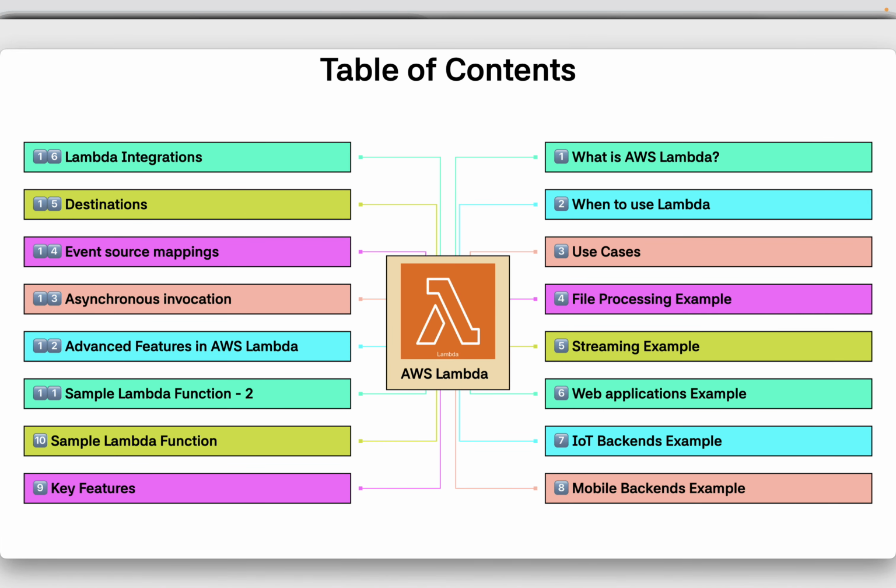So this lecture will contain all these topics. What is AWS Lambda? When to use Lambda? Use cases, file processing example, streaming example, web applications example, IoT backends example, mobile backends example, key features, sample Lambda function 1, sample Lambda function 2, advanced features in AWS Lambda, asynchronous invocation, event source mappings, destinations, and Lambda integrations.